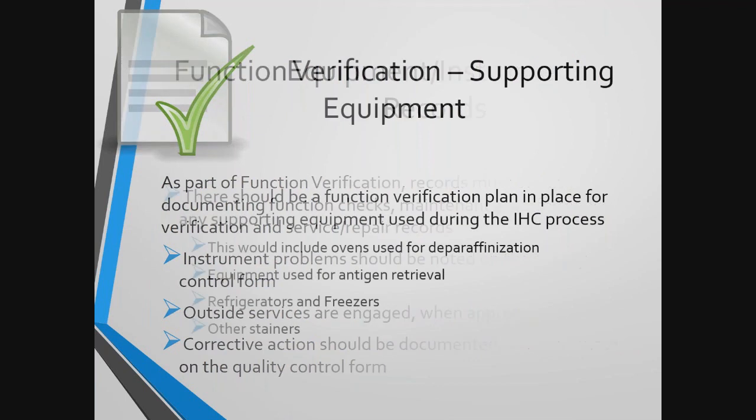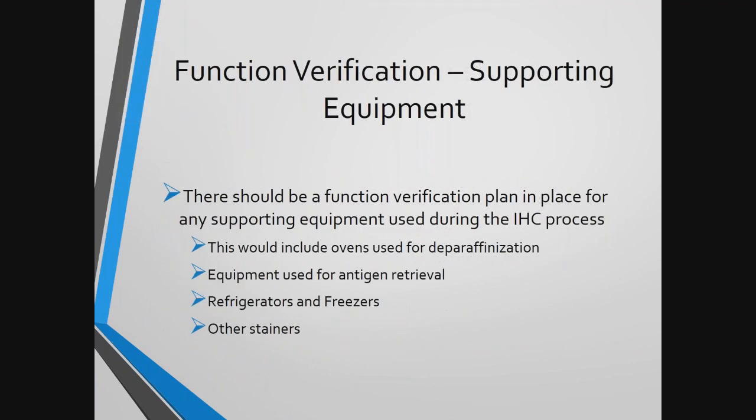I want to quickly call out the importance of function verification on all the supporting equipment as well as the actual IHC equipment. I'm referring to equipment such as ovens if used for deparaffinization, any equipment used for antigen retrieval, refrigerators and freezers used to store various IHC supplies and reagents, and any other stainers that might be used as part of the process. It is important to have policies and procedures in place that outline the actions that need to be taken for these ancillary pieces of equipment as well. Successful assays rely on these pieces of equipment also functioning as they should.